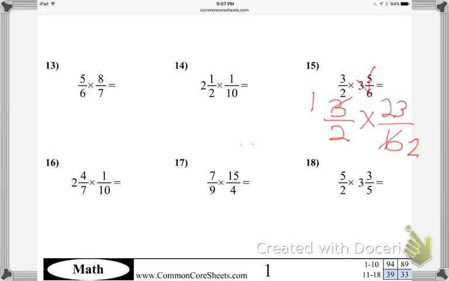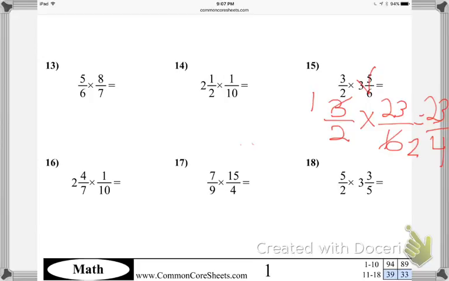I'm looking at the 2 and the 23 across from each other, and I'm thinking, is 2 a factor of 23? And it is not. So I've done all the cross canceling I can. I'm going to multiply straight across, and I get 23 over 4.